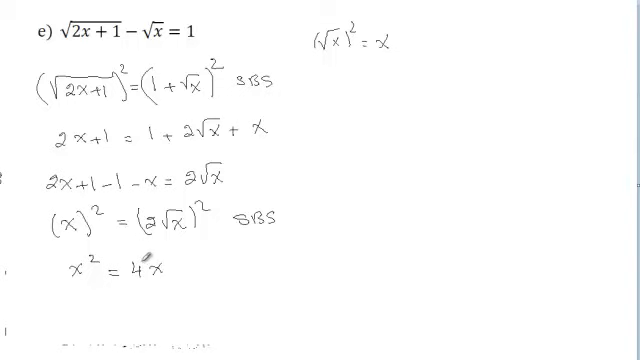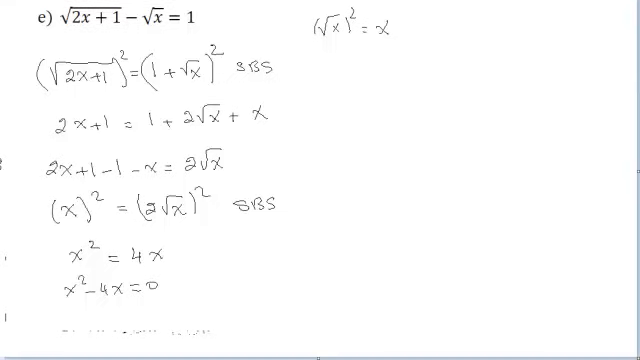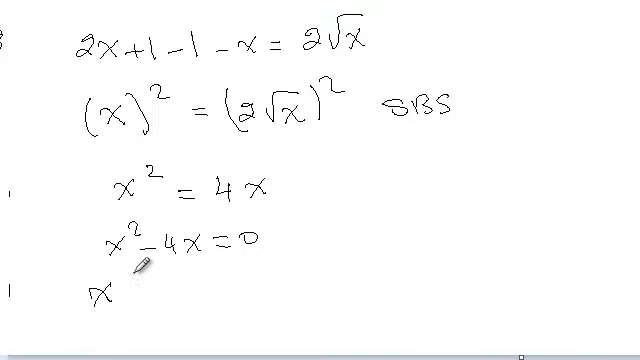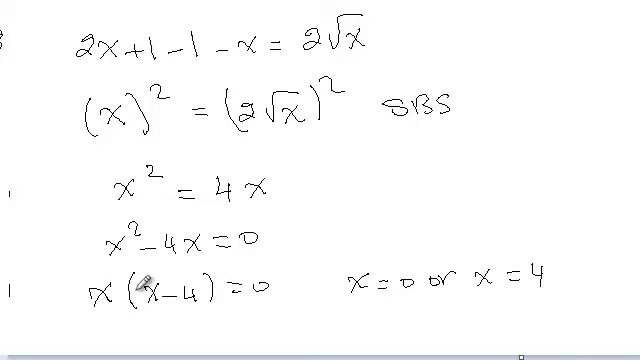This is a quadratic equation. Bring everything to one side, equal to 0, and factorize. So you get x² − 4x = 0. We take the common factor. What's the common factor we can take here? x. Very good. We take x as a common factor. You are left with x − 4 = 0. So from here you get x = 0, or x = 4. Very good. So x − 4 = 0, x = 4.